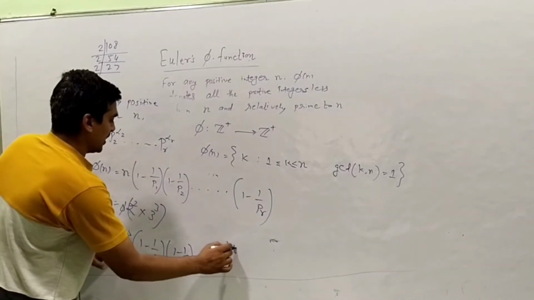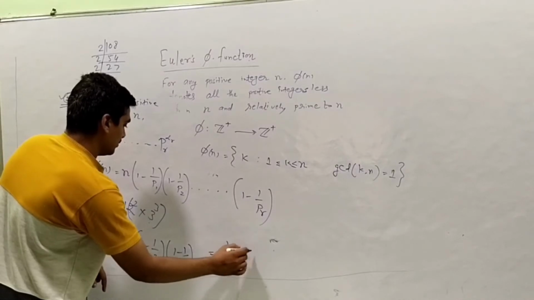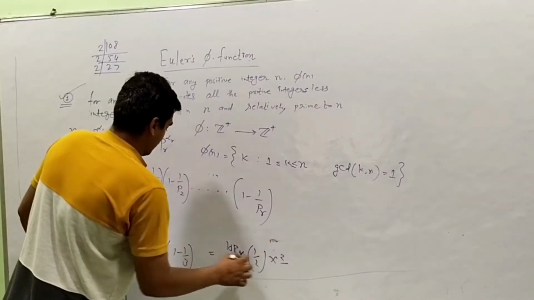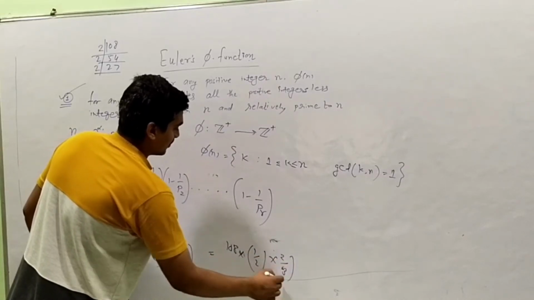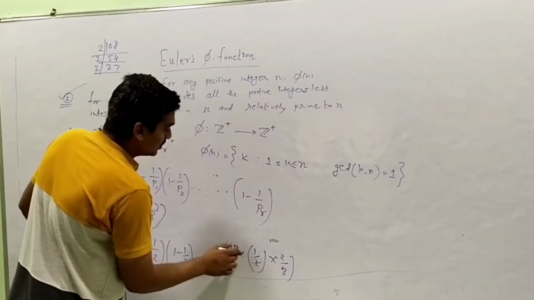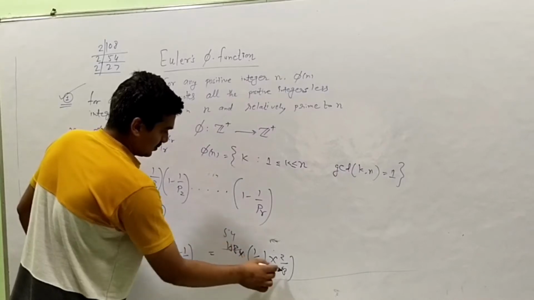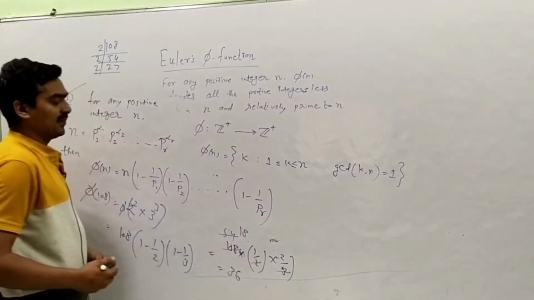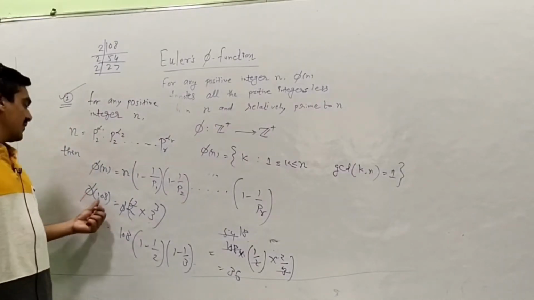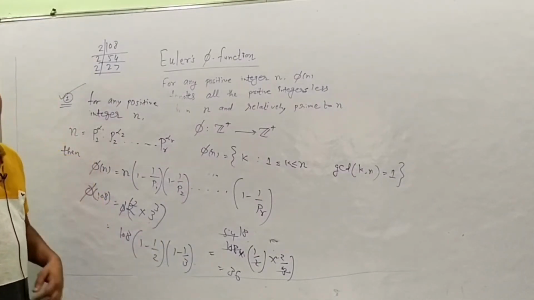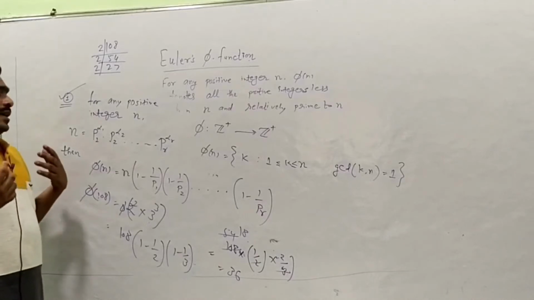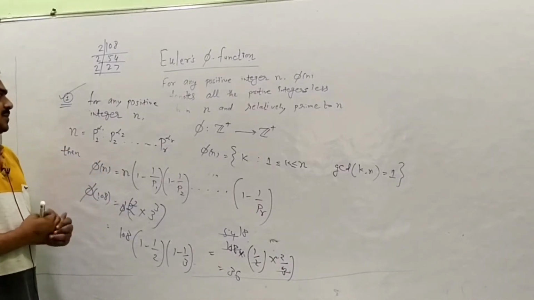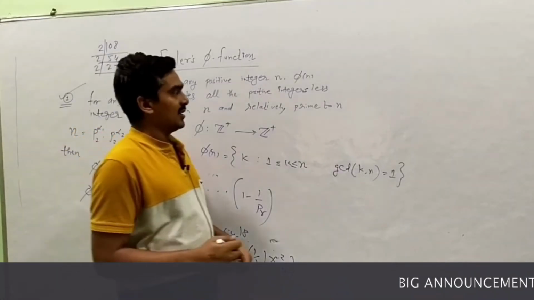So 108 times 1 by 2 times 2 by 3 is 36. So phi 108 is equal to 36. Many examples you can try with this formula. Let us see another formula.